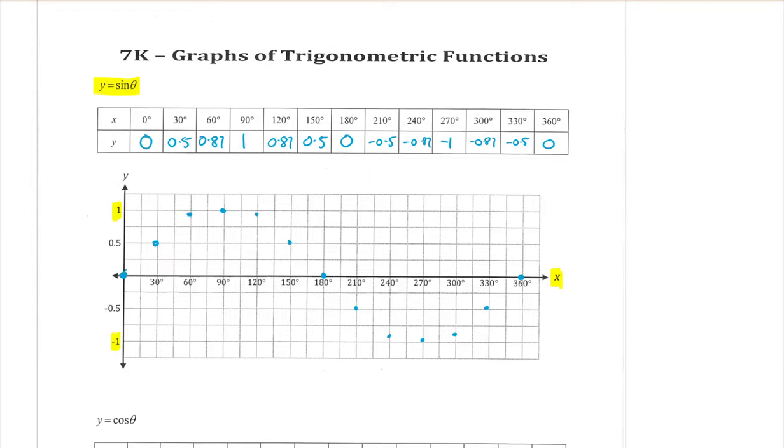Now this is a curve, so make sure when you join up those dots that it is curving through them all. And there is our graph of y equals sine theta. Now this pattern would continue. It is a wave. It would keep going in the same pattern if I was to keep going past 360 degrees. And it would also, if I went to the left into the negative numbers, continue in the same pattern going that way.